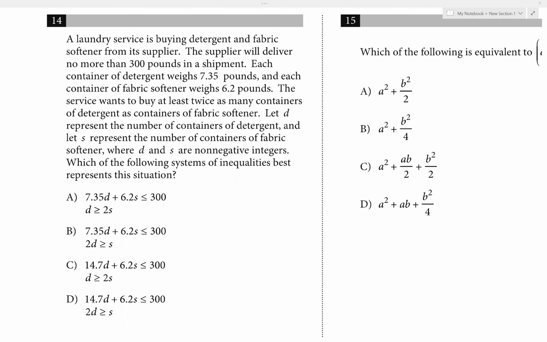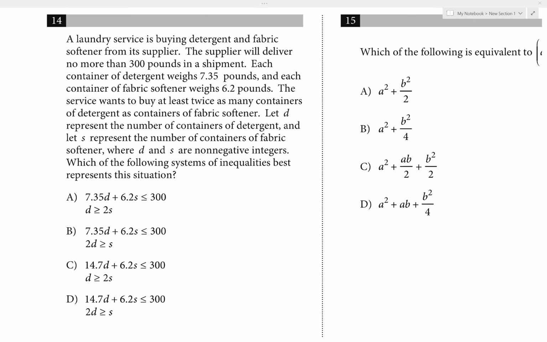All right, number 14. A laundry service is buying detergent and fabric softener from its supplier. The supplier will deliver no more than 300 pounds in a shipment. Each container of detergent weighs 7.35 pounds. Each container of fabric softener weighs 6.2 pounds. The service wants to buy at least twice as many containers of detergent as containers of fabric softener.